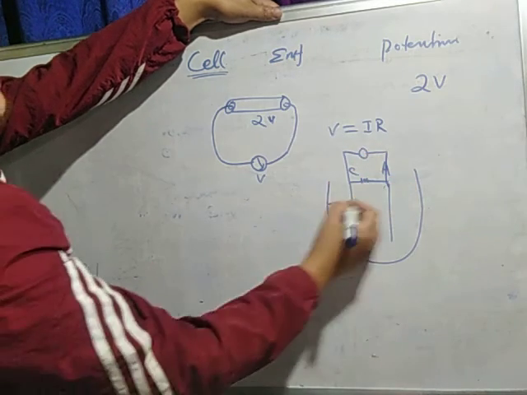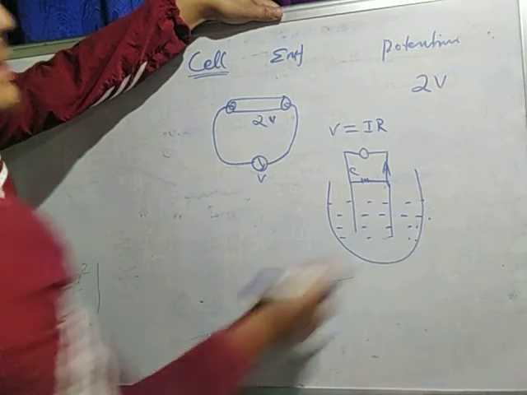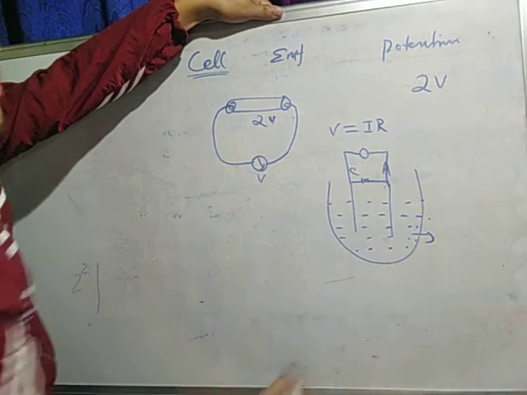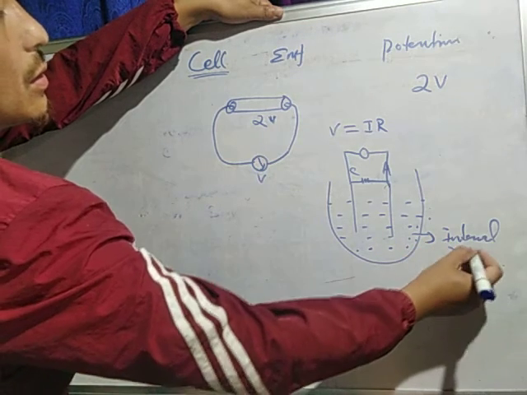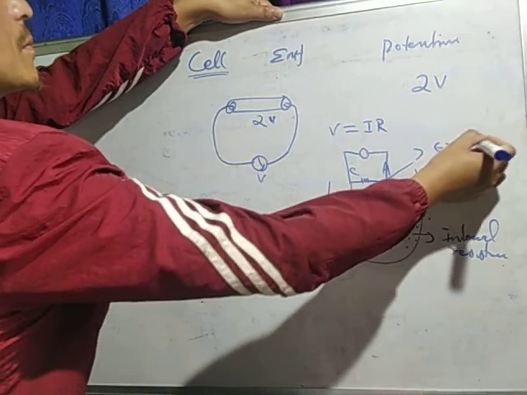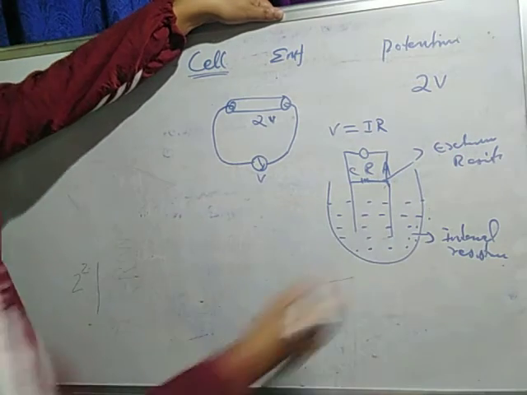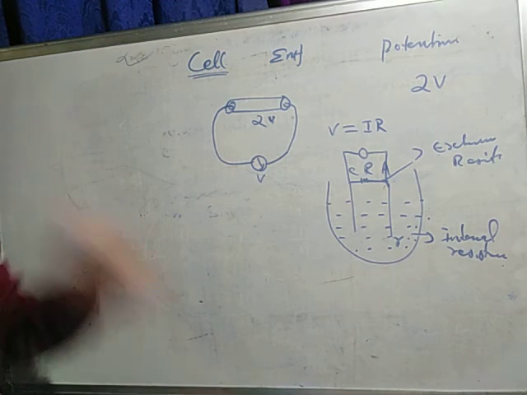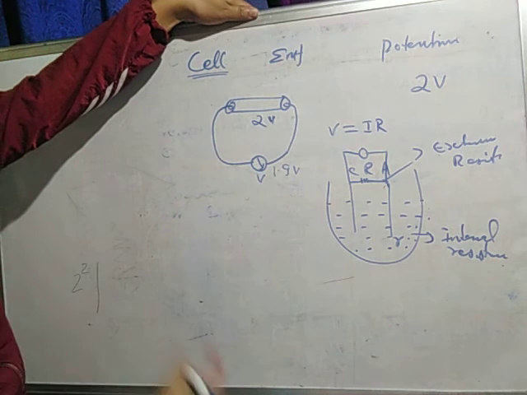Clear? So there is chemical inside a cell. This chemical also resists the flow of current, and that resistance is called internal resistance. And this resistance is your external resistance. So this can be written as r and this can be written as R. So you'll get 1.9 volt in your reading. Let's suppose.